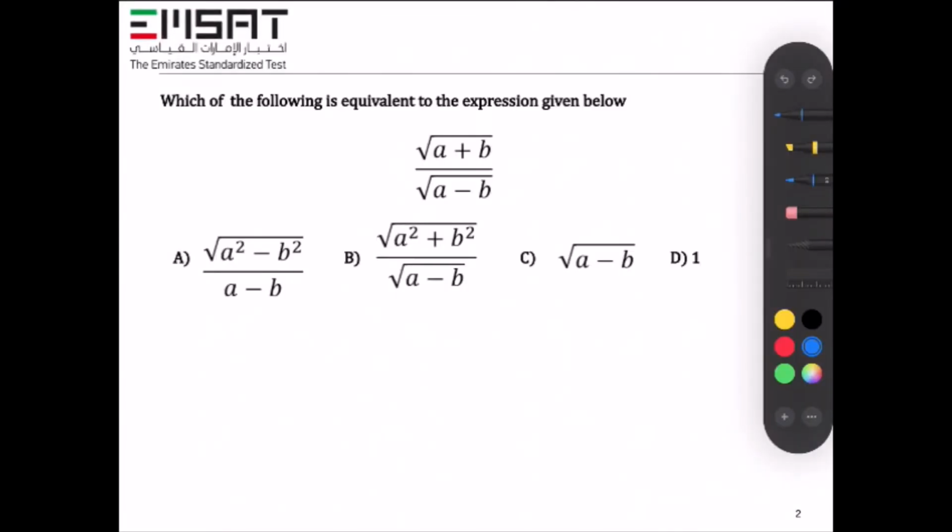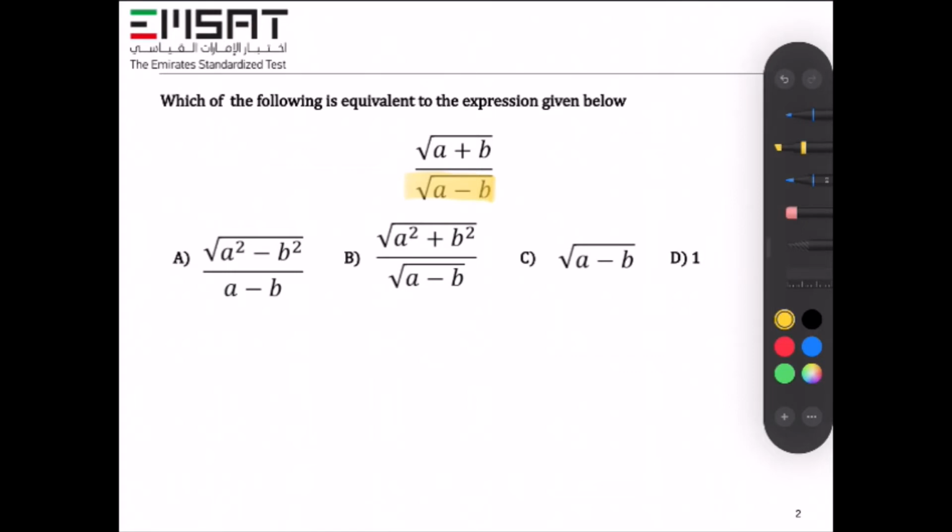Which of the following is equivalent to the expression given below? The square root of a plus b over the square root of a minus b. When we have a fraction with a root in the denominator, as you can see here, it's often desirable to manipulate it so the denominator doesn't have roots.